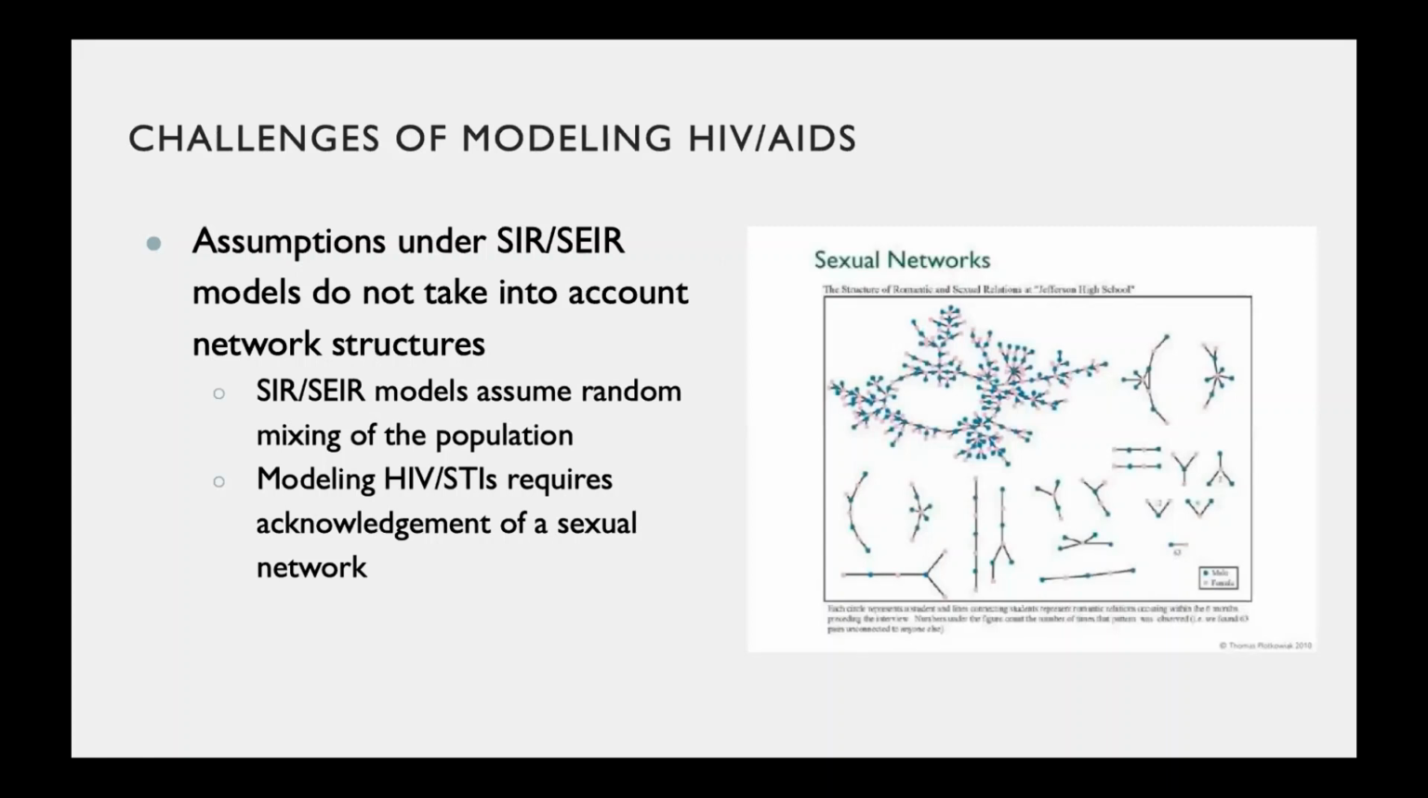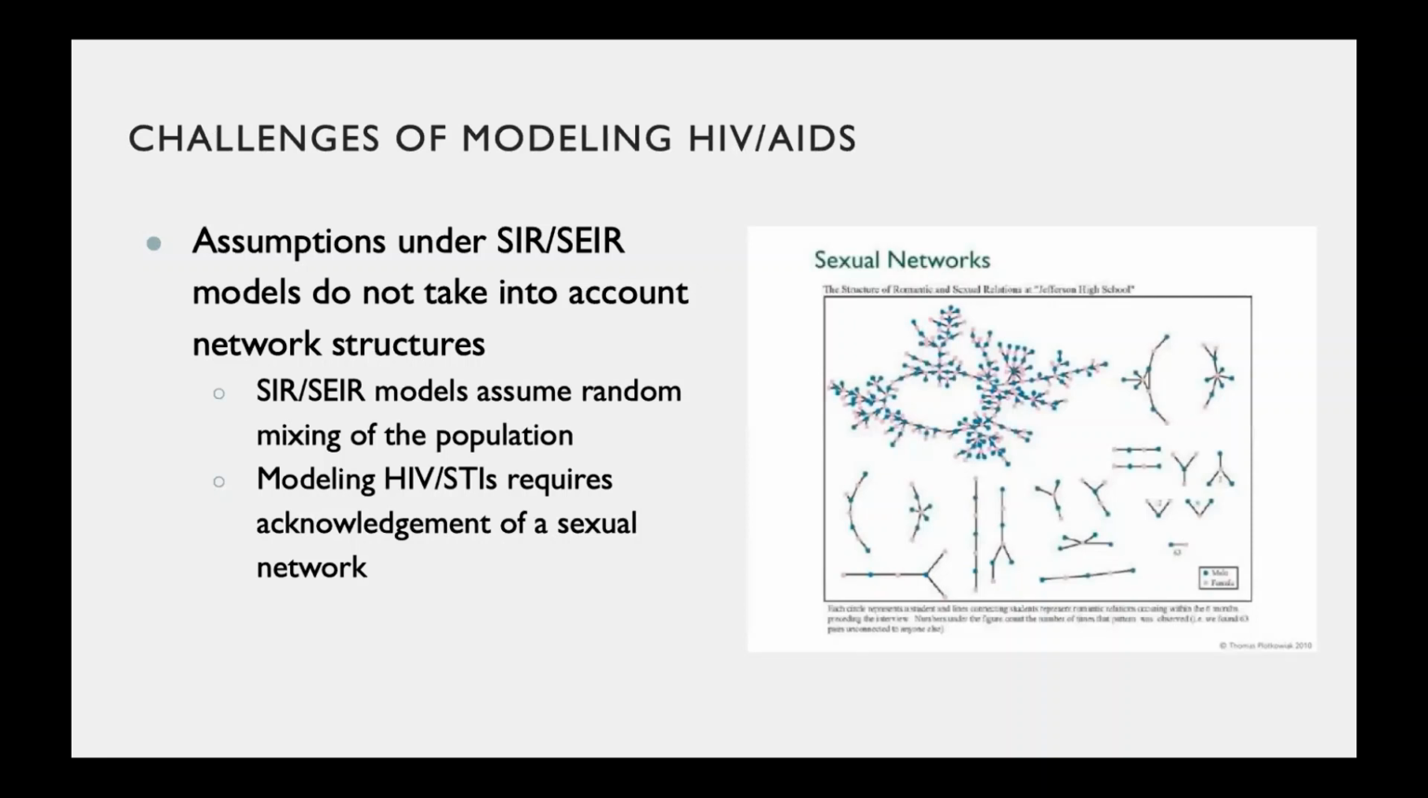of random mixing, or that there's no network structure in the population that we're trying to model these interventions in, or this disease in. And clearly, when it comes to HIV, this isn't the case. You have to take into consideration when it comes to HIV or any type of STI, that there are sexual networks that you're working with. And so we have an example here.